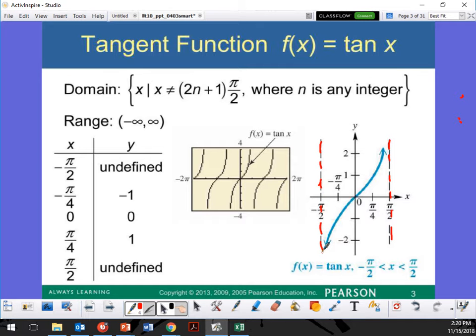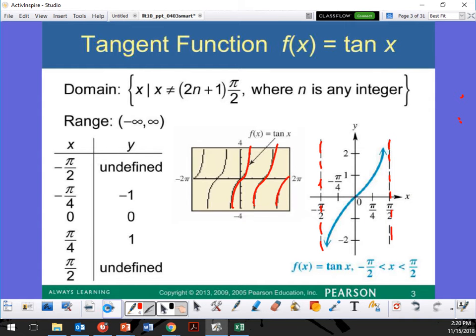So this pattern is going to keep repeating over and over again. If you look right here, here is a period, and it's going to keep repeating over and over again. Same pattern all the way through. So tangent has asymptotes at negative pi over 2 and positive pi over 2.